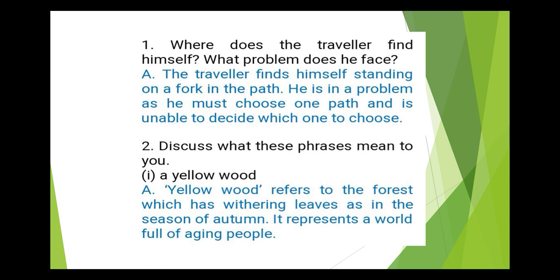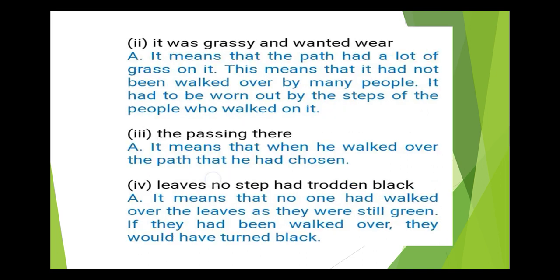Question number 2. Discuss what these phrases mean to you. A yellow wood. Yellow wood refers to the forest which has withering leaves as in the season of autumn. It represents a world full of aging people.